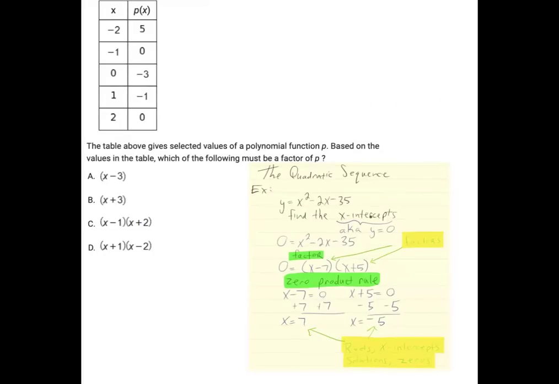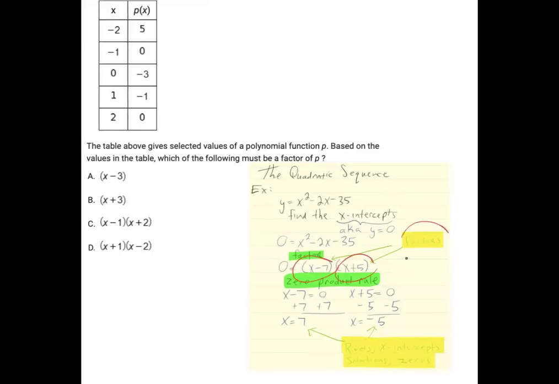If we're being asked for the x-intercepts, the idea is that y is 0. So you set y equal to 0. That's your permission to factor. This is BC factoring. We would need two numbers that add to -2 and multiply to -35: x minus 7 times x plus 5. Then we would do the zero product rule, set each piece individually equal to 0, and get our two answers. But the important thing is the terminology.